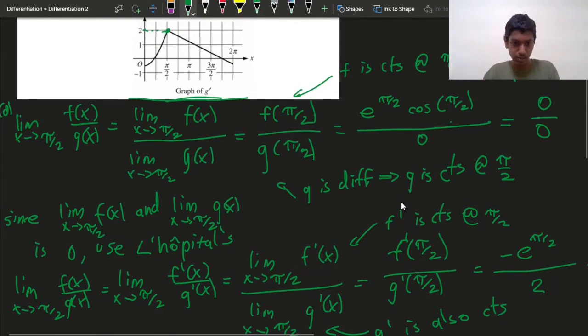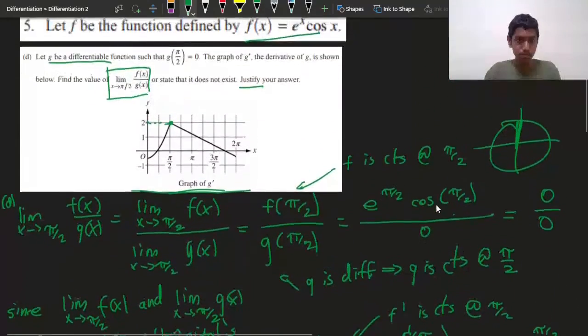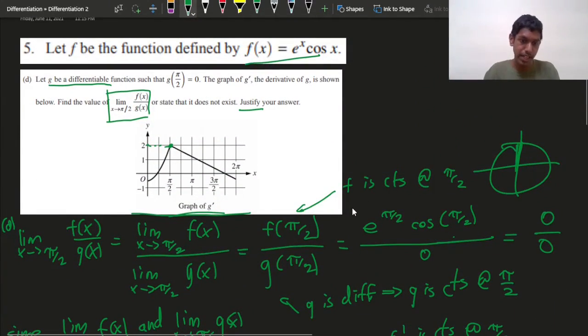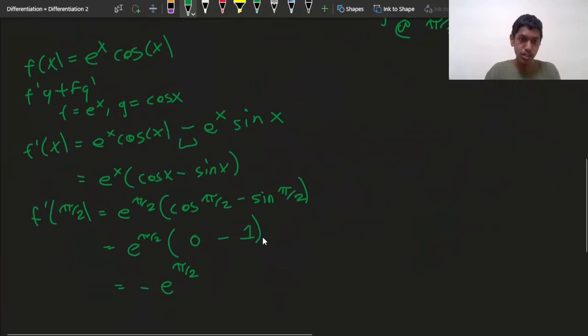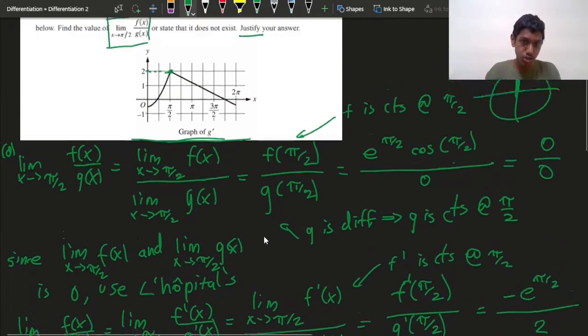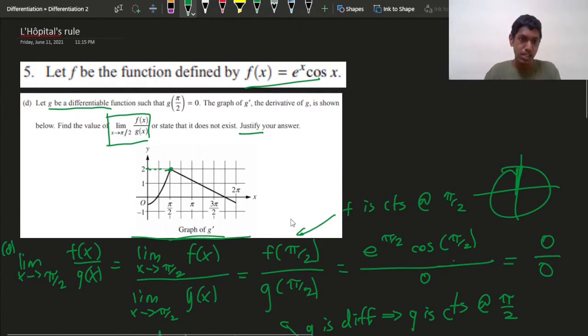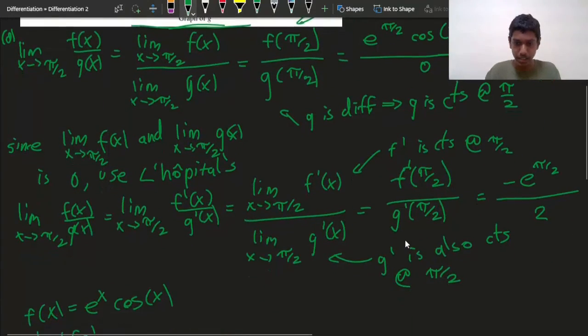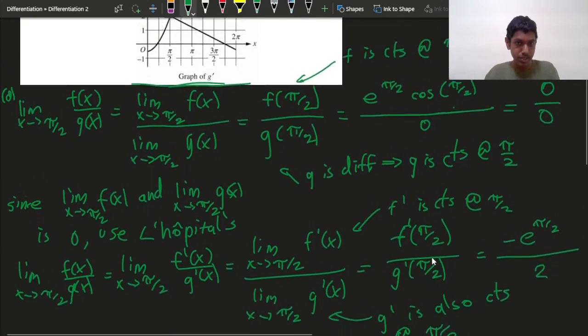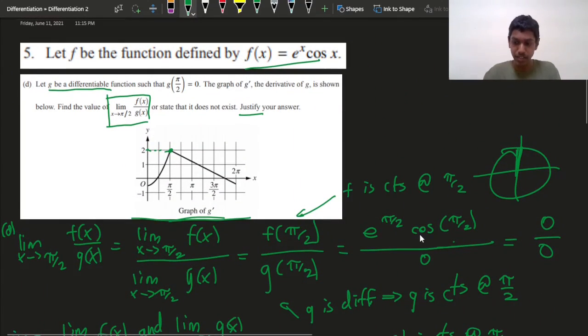They don't explicitly grade this, but I'd say get into the habit of that. Taking the limit is not the same as evaluating, unless you're continuous. So ideally you should show that just so that you won't lose points, because it is a common mistake to not mention that g prime is also continuous at pi over 2. You just sort of just do it, but no, you have to mention that because technically you can't evaluate that limit without that fact.